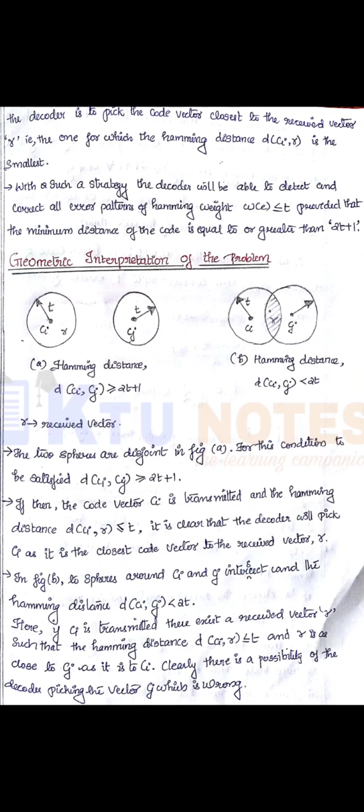With such a strategy, the decoder will be able to detect and correct all error patterns of Hamming weight W(E) less than or equal to t, provided that the minimum distance of the code is equal to or greater than 2t plus 1. So, in order to get the error this way using minimum distance, there is an assumption that the two code vectors should have a distance equal to or greater than 2t plus 1. This can be explained using a geometric interpretation.